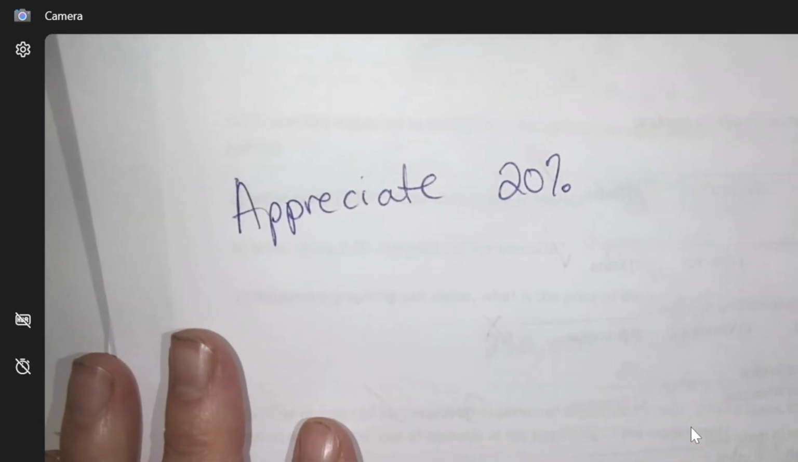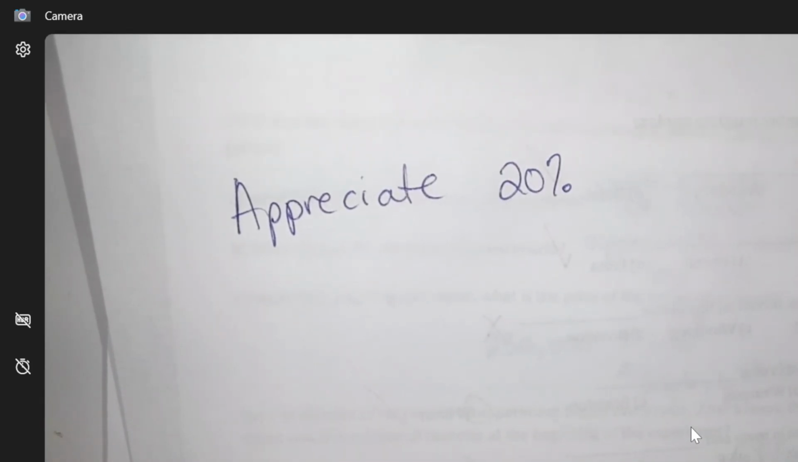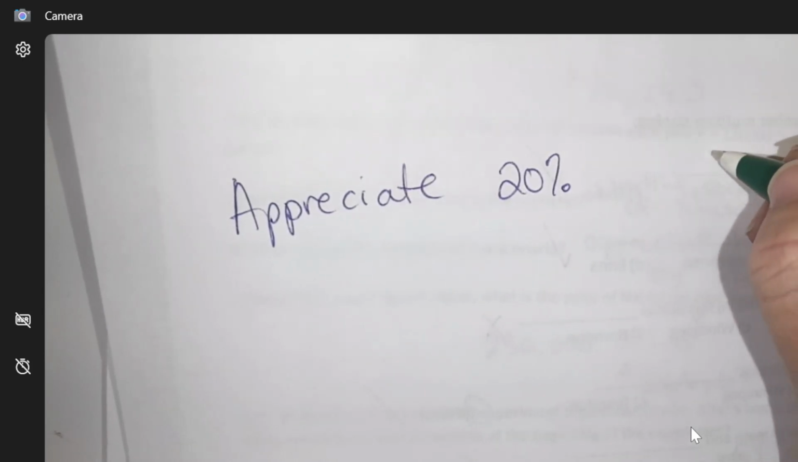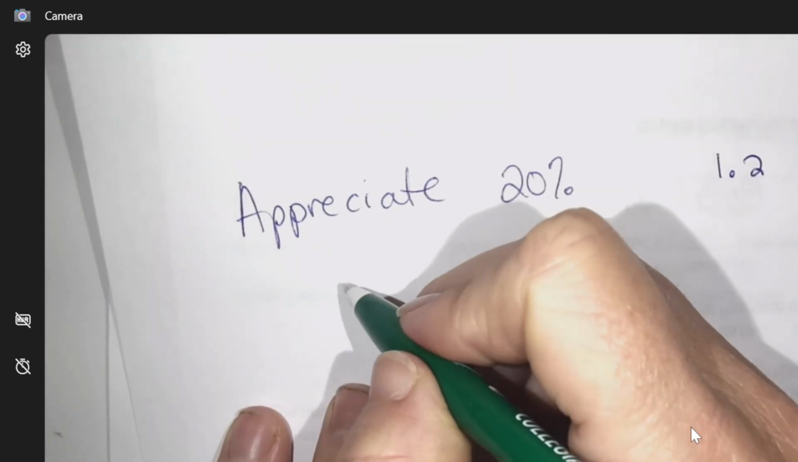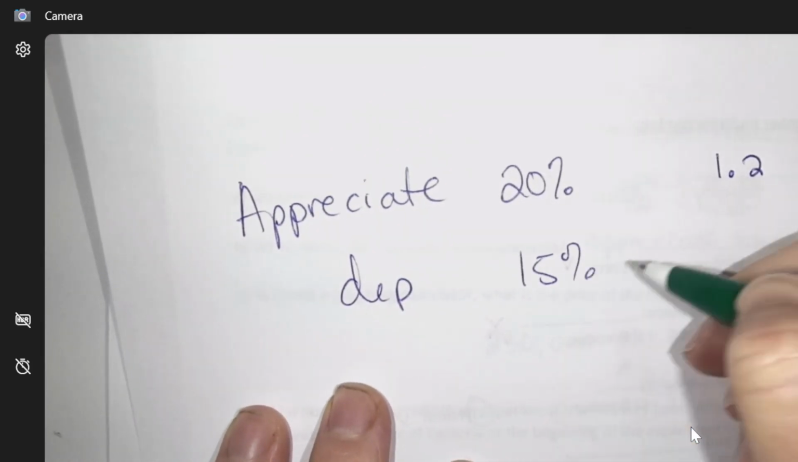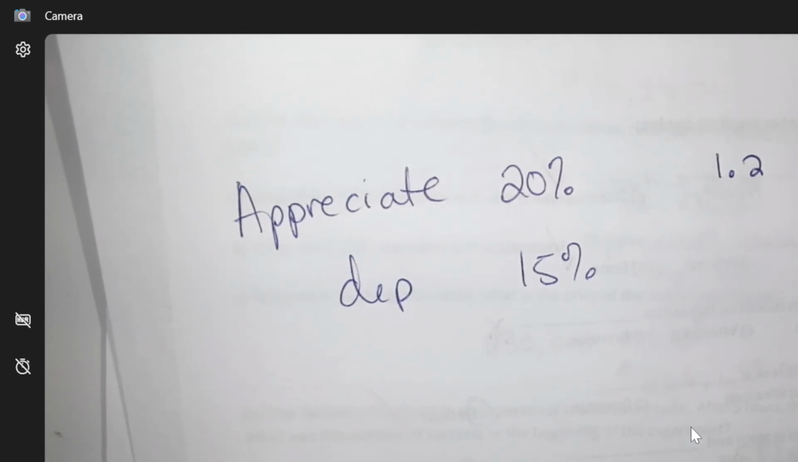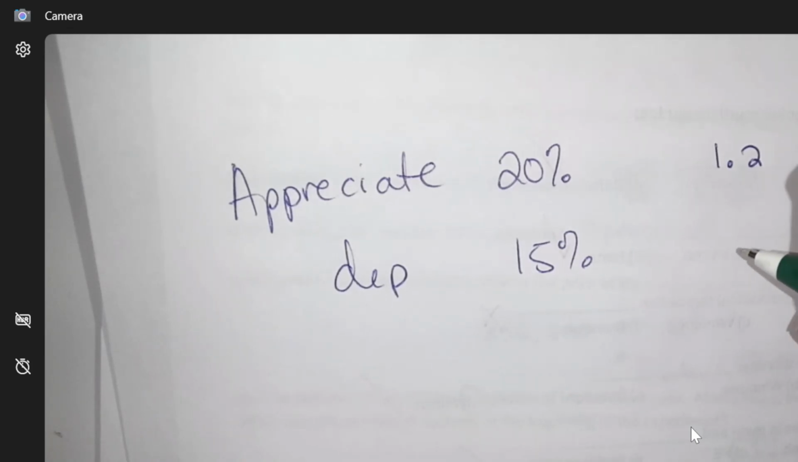Okay, essential math quiz here. What's your multiplier if you appreciate 20%? 1.2. What if you depreciate 15%? So you're always the baseline at 100. You have to go down 15. What are you at? 85. So your multiplier is 0.85.